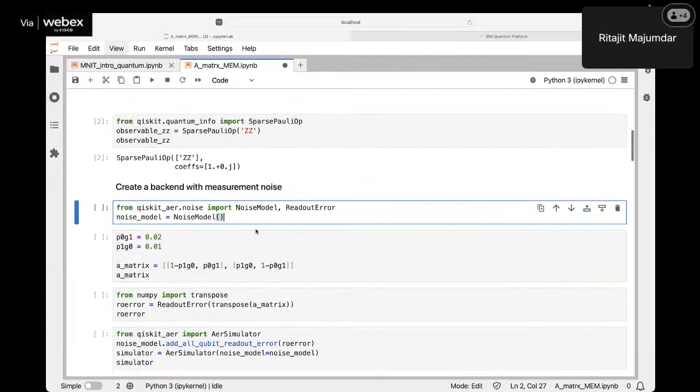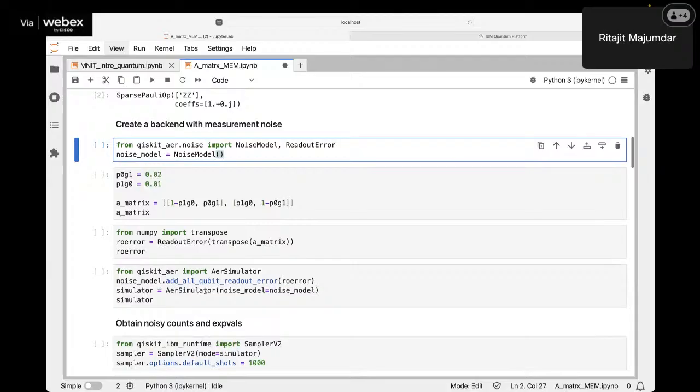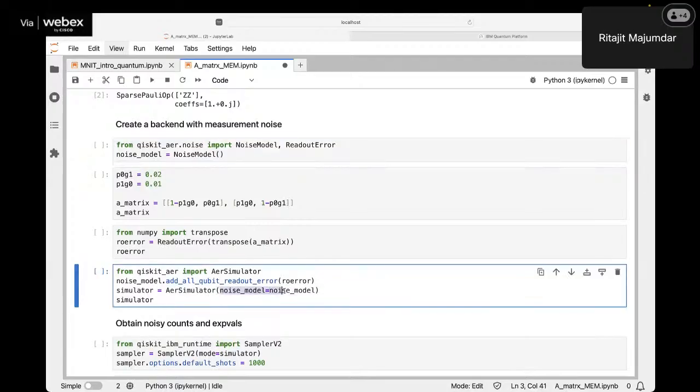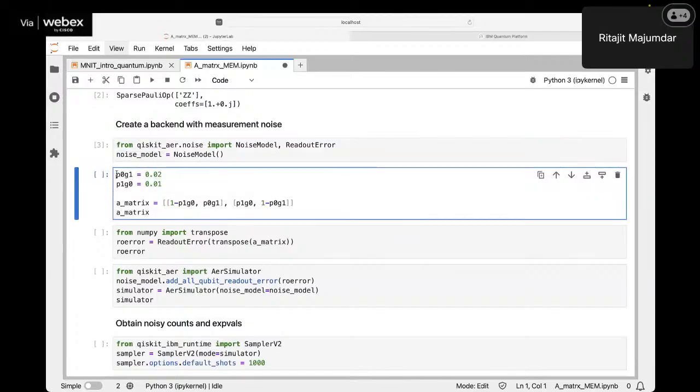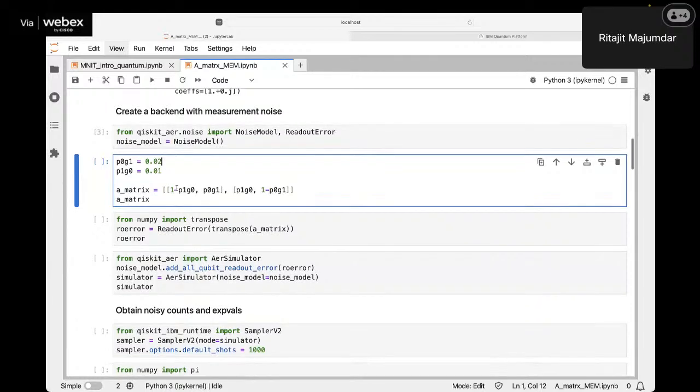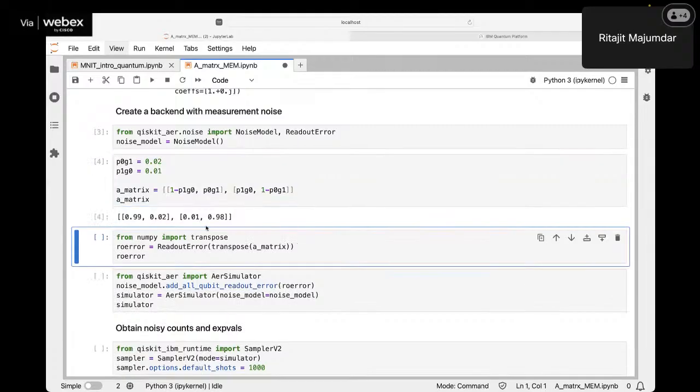So previously we created an Aer simulator to run our system. We'll create a noise model inside the Aer simulator. To do so, we can just import NoiseModel from qiskit_aer.noise and create an object of noise model. This probability of 0 given 1, this is P0G1, what I mean is probability of 0 given 1, probability of 1 given 0, and this is my A matrix, just as we have seen.